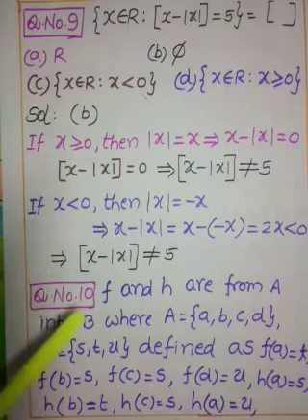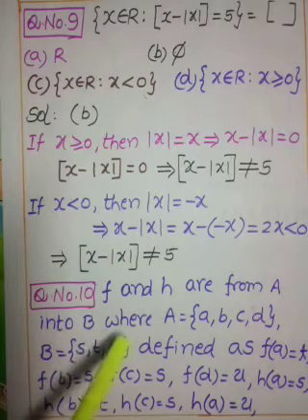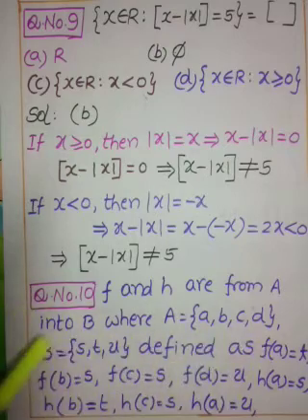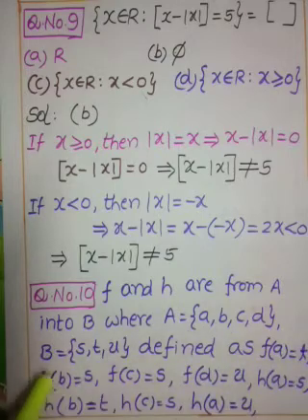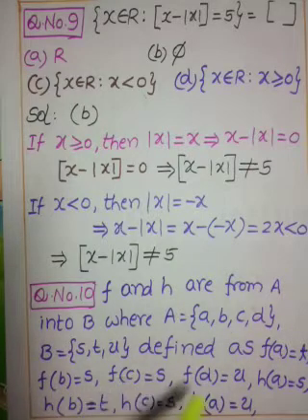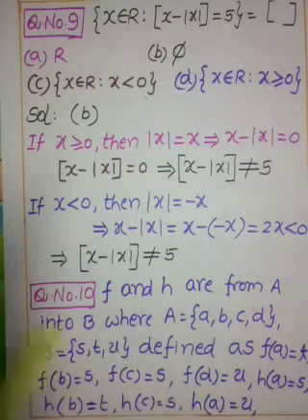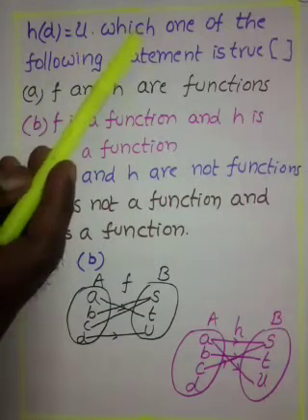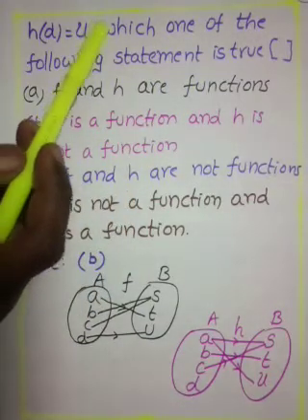Right. Now come to question number 10. f and h are from A into B, where A is equal to the set {a, b, c, d} and B is equal to the set {s, t, u}, defined as f of a is equal to t, f of b is equal to s, f of c is equal to s, f of d is equal to u, h of a is equal to s, h of b is equal to t, h of c is equal to s, h of a is equal to u, h of d is equal to u. Which one of the following statements is true? The functions h and f are defined like that.